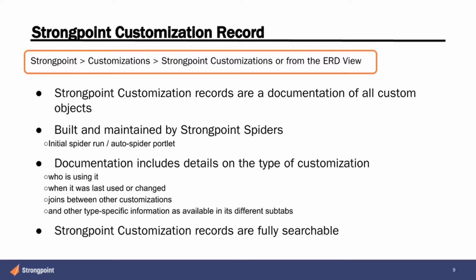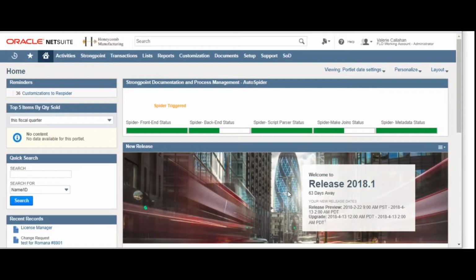So I'm going to go ahead and jump right in, and I will walk you guys through the ERD. We'll then go into the customization impact search form, and then I'll take you through the customization record itself and cover some of the information on that record.